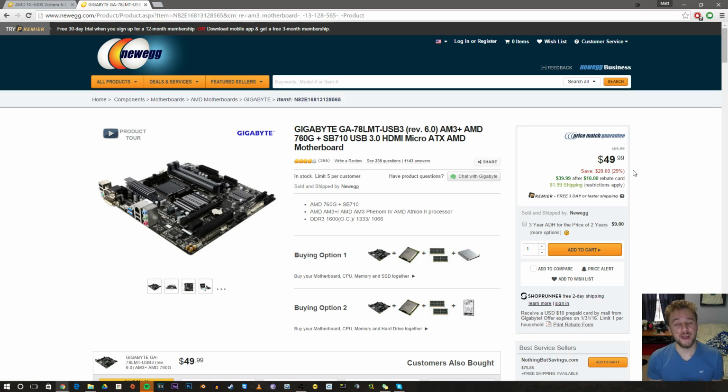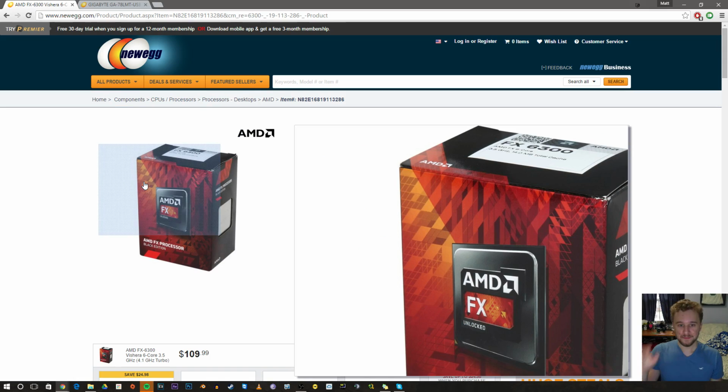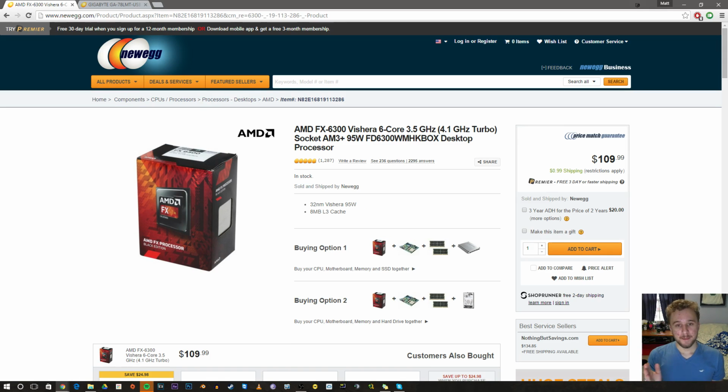For a motherboard at $39, we weren't expecting military-grade overclocking capability. We were expecting a motherboard that was going to function with the processor. And on to the other part, the processor. You all were talking about how we should use an i3, we should use this, we should use that. And this was something that you also mentioned, the 6300.